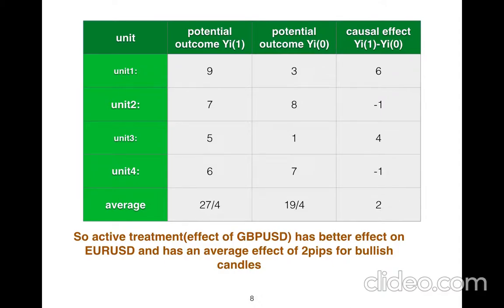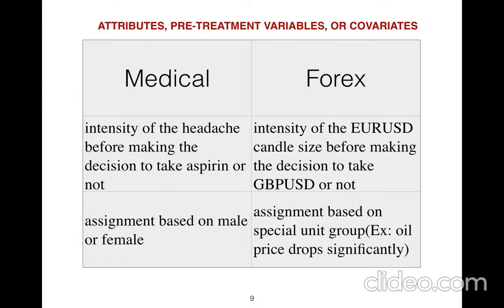Potential outcomes are Y_i(1) and Y_i(0). Y_i(1) means that we take the treatment, and Y_i(0) is that we are in the control group. So our job is to see the causal effect, the difference between these potential outcomes. So we can measure the intensity of EUR/USD candle size before making the decision to take GBP/USD or not.